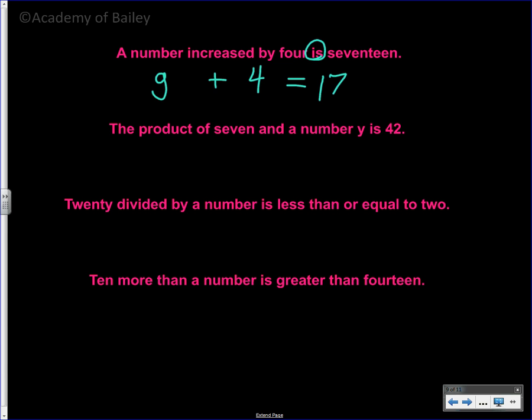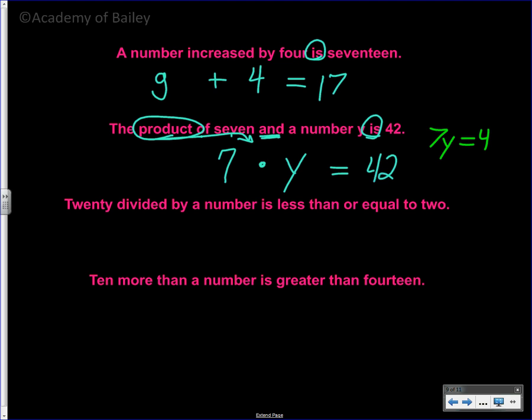Okay, the second one, the product of 7 and, well, what's that mean? That's where we put product. Multiplication. The product of 7 and a number y is, there's nothing else with it, so that's an equal sign, 42. 7 times y equals 42. I don't like this as an answer because it has the dot for multiplication. So I'm going to clean it up a little bit. 7y equals 42. This is what I prefer as an answer.